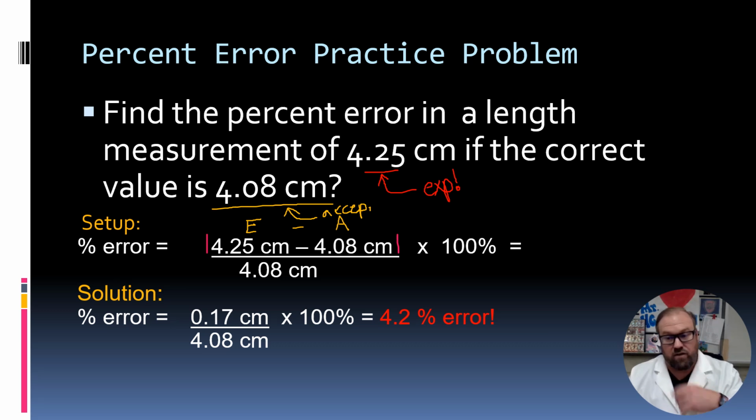And the rules of sig figs for dividing say you go to the fewest sig figs, so that's going to be 2. So when we take this quotient and we multiply by 100%, it rounds to 4.2% error, which is pretty good. That's much more acceptable. Like you're moderately happy with that percent error if you're in my class.